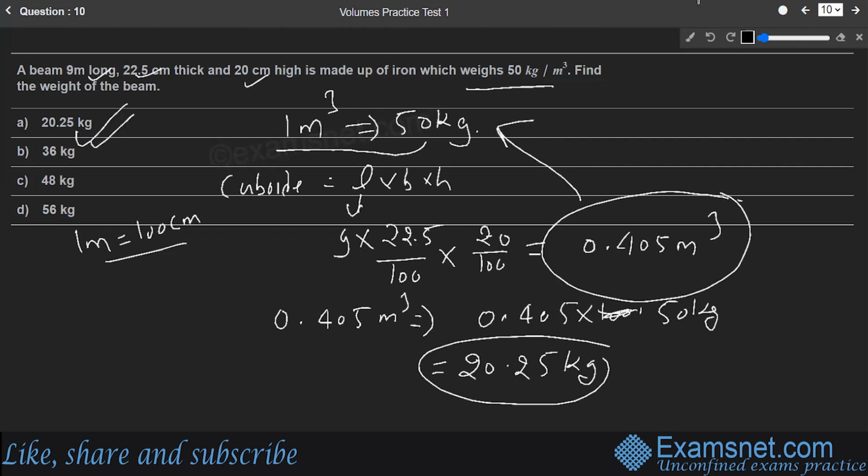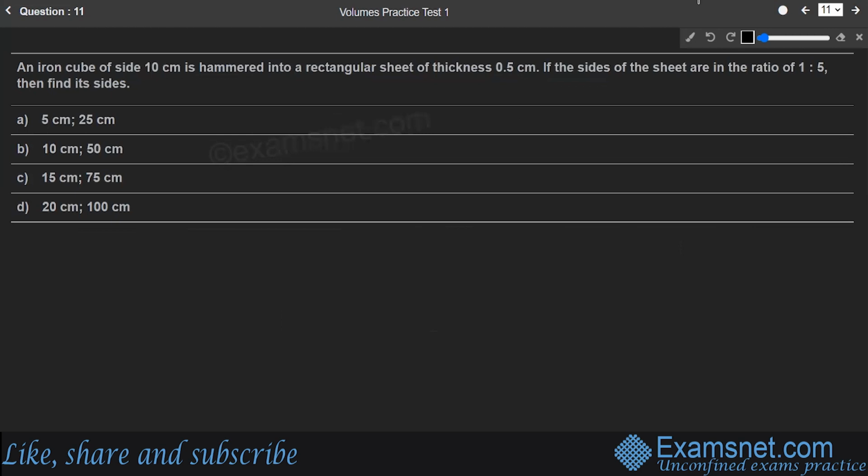Option A is the right answer. Now it says an iron cube of side 10 centimeter is hammered into a rectangular sheet of thickness 0.5 centimeter. Okay, there was an iron cube of side 10 centimeter that has been hammered. So when it is hammered, it has actually become a cuboid. That's why it has got a thickness.